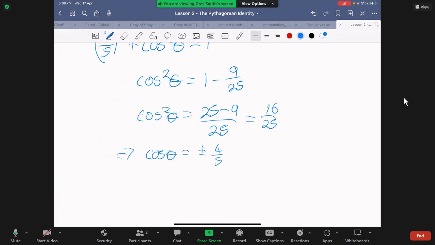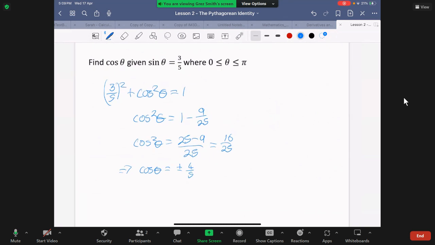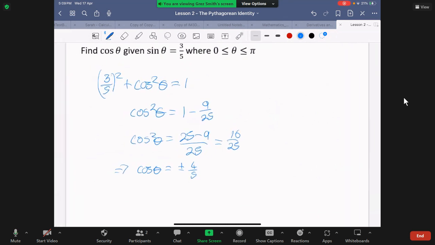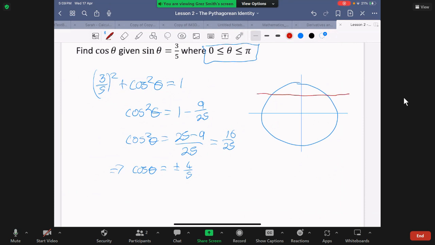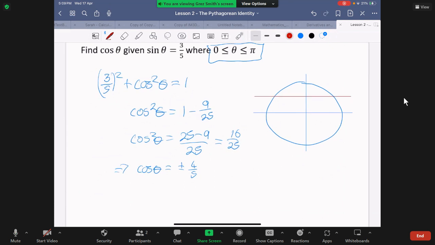Now, what we then need to do is there's usually something else in the question that we have to consider to see which values we'll accept and which values we won't. We're told in the question that the angle theta is in this interval. So you have to think a little bit about the unit circle and where the sine and cosine values are positive and negative. So we're given the idea that the sine of theta is equal to 3/5. That's this line here. So this is the line y equals 3 over 5.